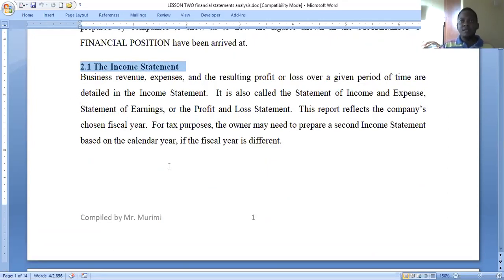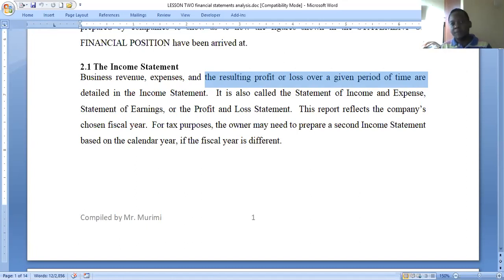The income statement, as you all know it, is a financial statement that shows the profit or loss of a business for a given period of time. It's also known as the trading and the profit and loss account. We can remember that there are various types of profits shown in the income statement. We have the gross profit, we have the net profit. The income statement also shows the revenues and the expenses.